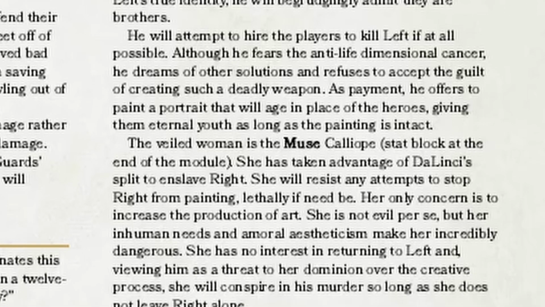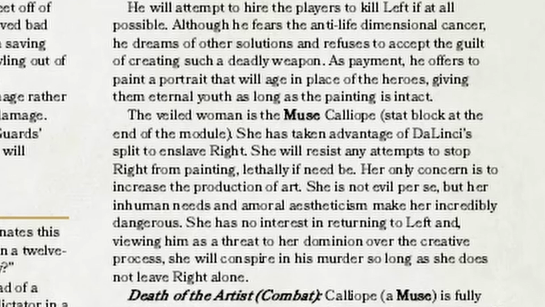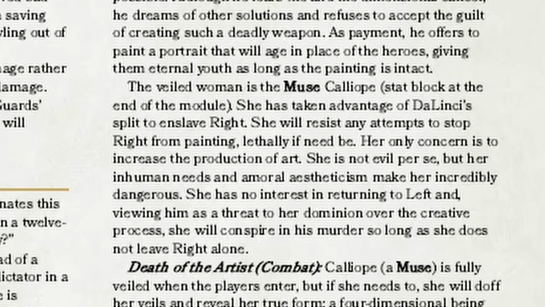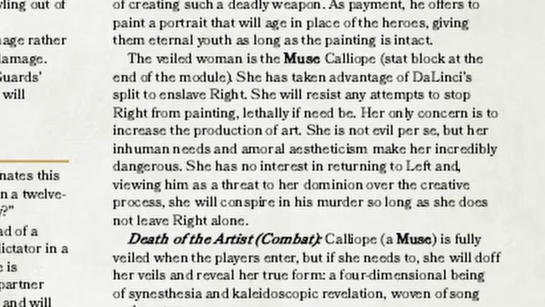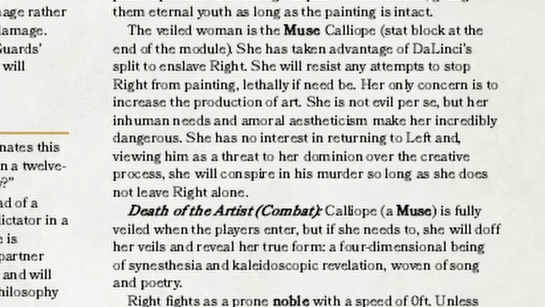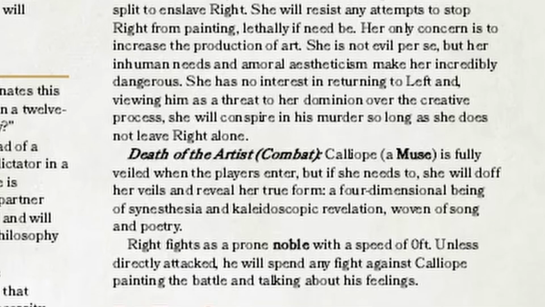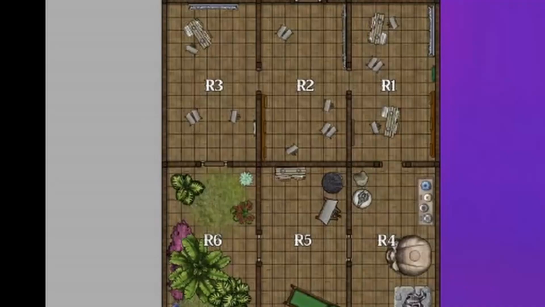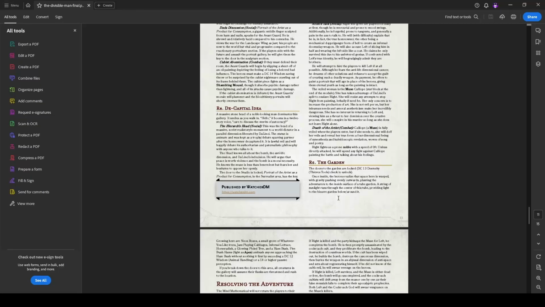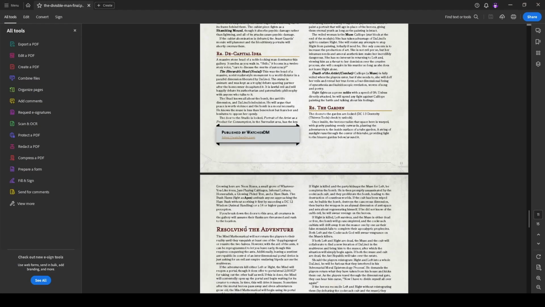So, yeah. And then Calliope is the muse, and she's the difficult one. She kind of does the most. She's got a stat block a little later on. And then going into the garden, which is the last room, it's a beautiful garden that has been warped. Some very weird stuff growing in here.